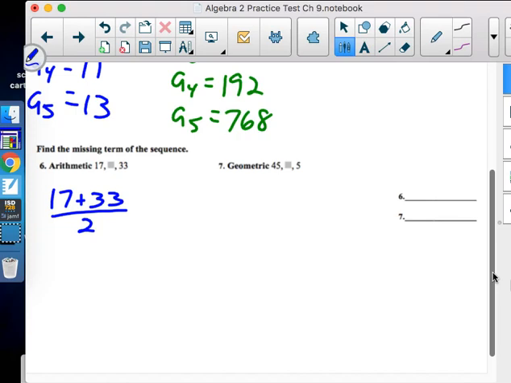The mean is the average. So we add those 2 little buggers together, we're going to get 50 divided by 2, which is 25. But geometric mean, a little bit more work.